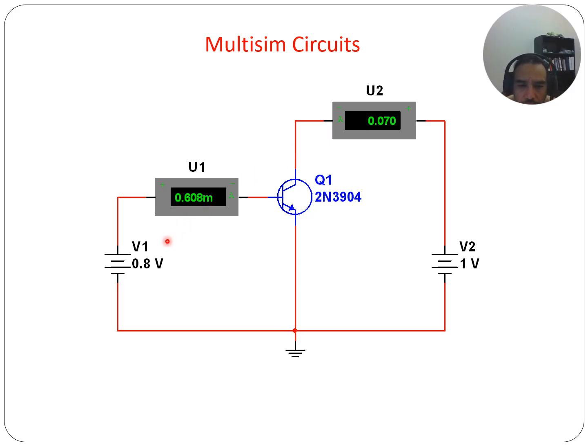But look at now, we have this 0.8 volt being applied to the base. Notice that the current is 0.6 milliamps or 608 microamps. It's still going to be something in that range. So 608 microamps may be small, but not according to the base. That's all it's requiring. It just needs about that much. And then what do we have on the collector? 0.07 amps or 70 milliamps. All right.